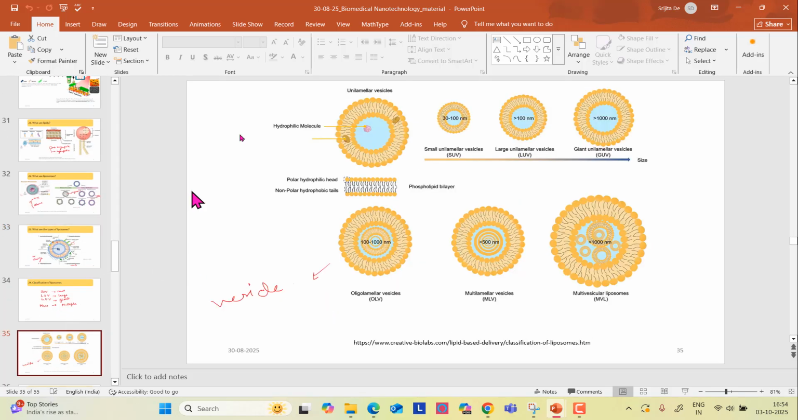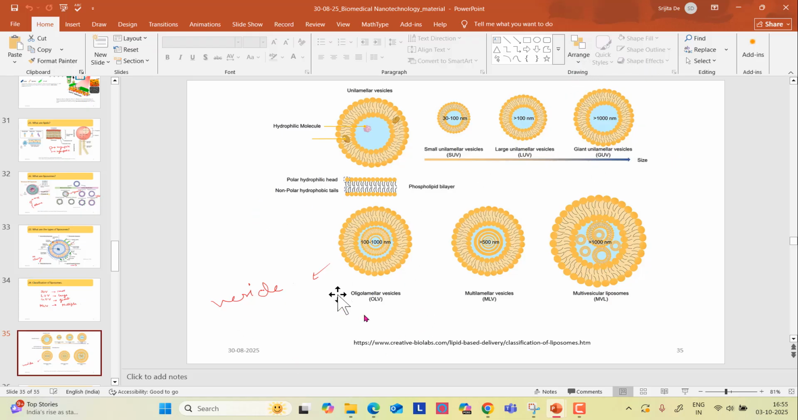And these liposomes can be divided into various types of vesicles depending on their size and self-assembly. So when the size is small, that is called SUV, small unilamellar vesicles. Second one is the large unilamellar vesicles. Third one is the giant unilamellar vesicles when the size is greater than 1000 nanometer.